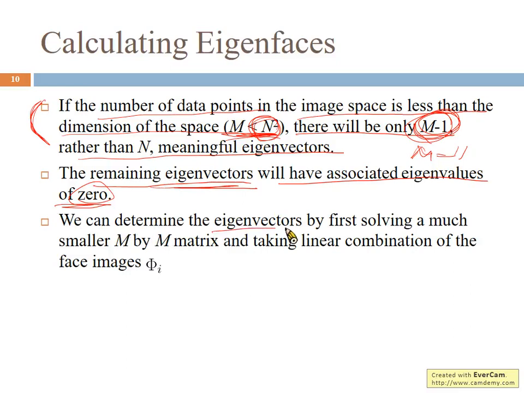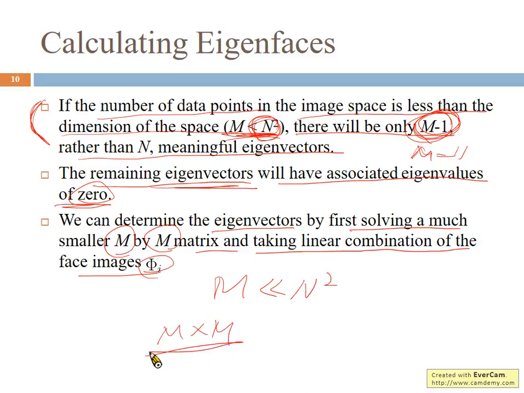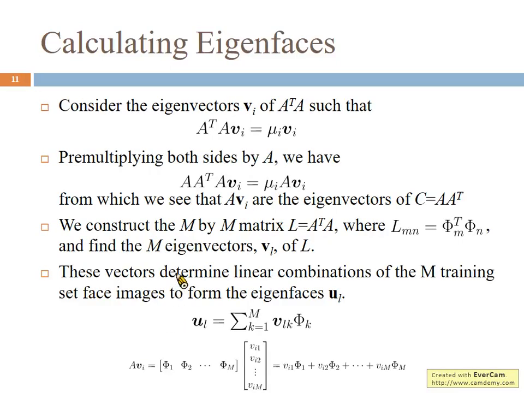So we can determine the eigenvectors by first solving a much smaller M by M matrix, and then taking linear combinations of the face images phi i. Because M is much less than n squared, calculating the eigenvalues and eigenvectors of the M by M matrix is much more computationally efficient. So how can we calculate just the M by M matrix? Let's consider the eigenvectors v i of A transpose A. A transpose A is actually the covariance matrix. Assume we have already determined the eigenvector v i. We want to derive a formula that can be used for simplification.